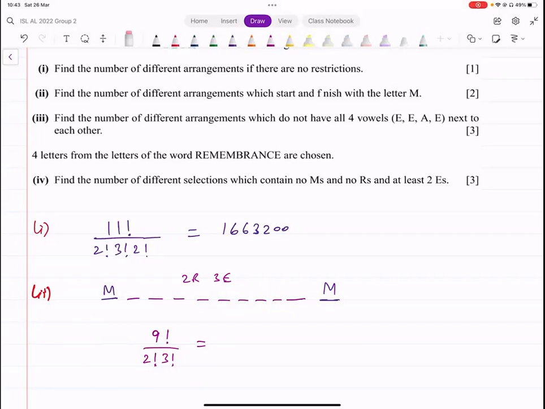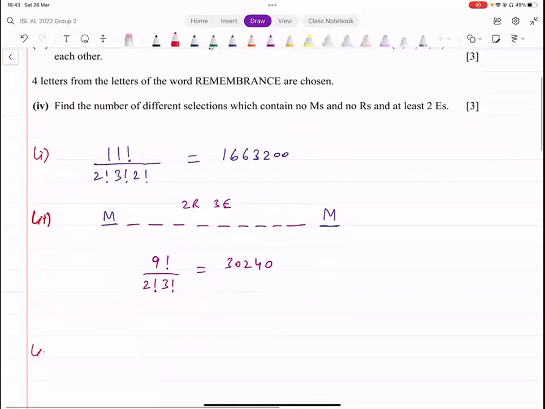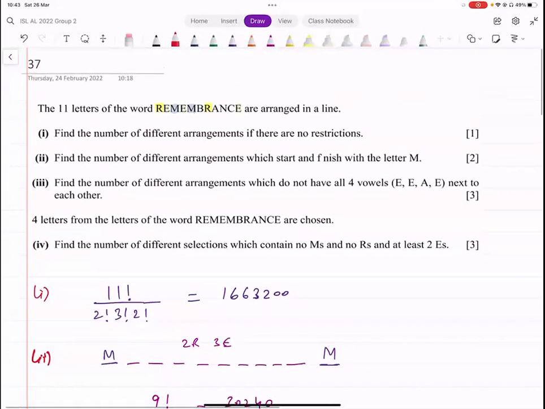Yes, 30240. So that's the number of ways that we've got there. Okay, that was the second part. Okay, let's look at the next one. Find the number of different arrangements which do not have all 4 vowels next to each other. Okay, now that's slightly tricky. Do not have all 4 vowels next to each other.